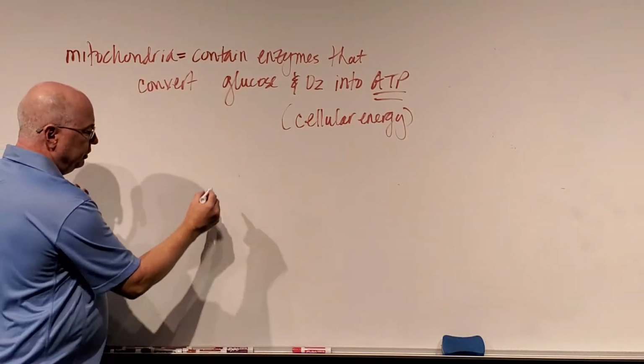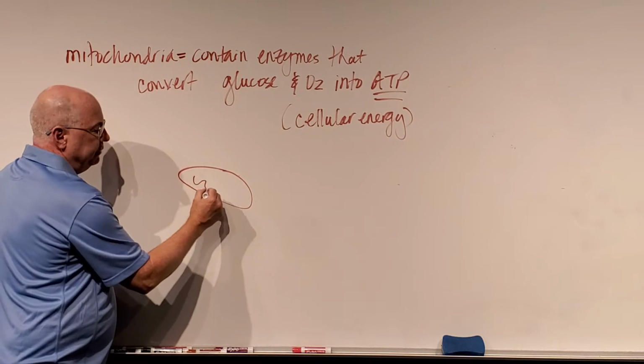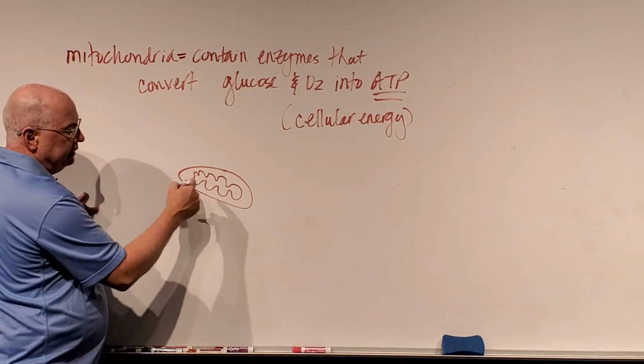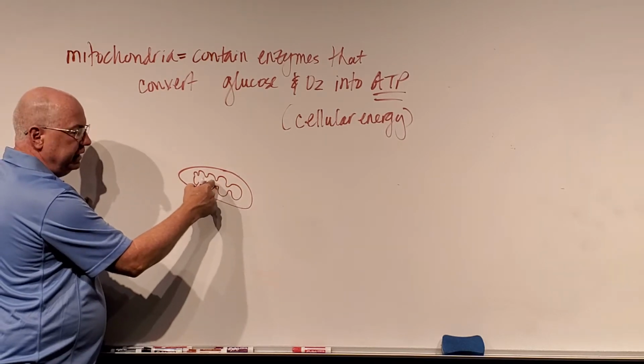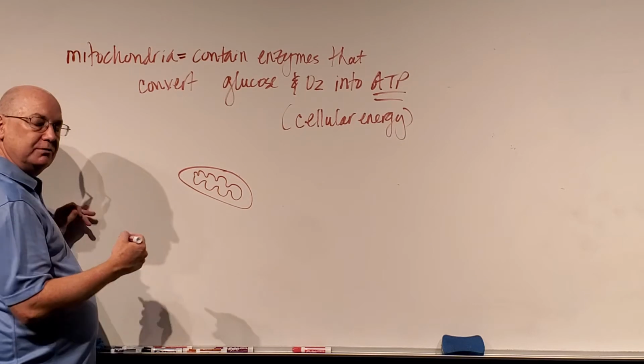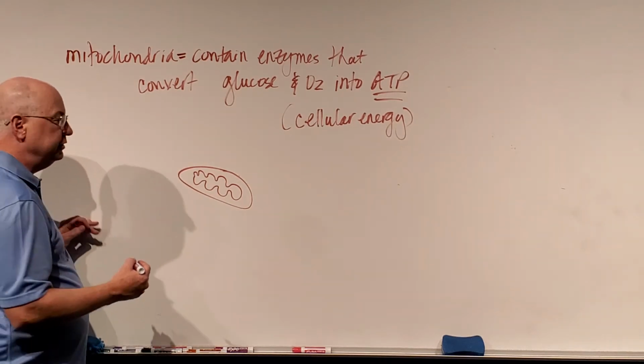Mitochondria are these little organelles, and they actually have two membranes. They have an outer membrane, and then their inner membrane is all folded up. And inside this inner membrane and the fluid inside them, called the matrix, they have the ability to take some of the products from glucose and oxygen and turn them into energy.